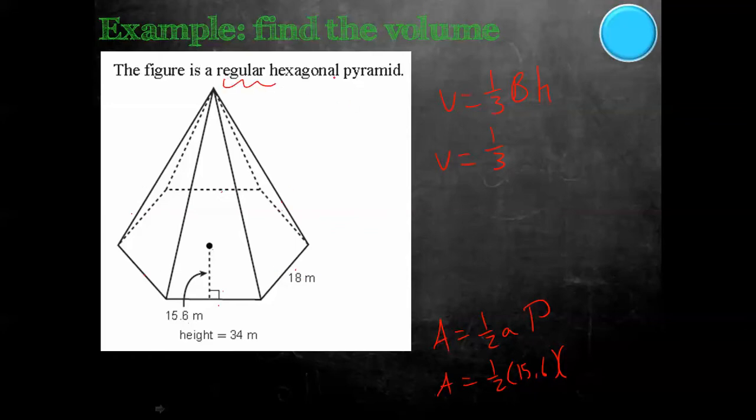For the perimeter, we're just going to add up all the sides. It's a regular hexagonal pyramid, so that means all these sides are equal. So we're going to take 18 and multiply that times 6, which is 108. Now we're going to take 108 times 15.6, divide that by 2, and that's going to give us an area of 842.4.